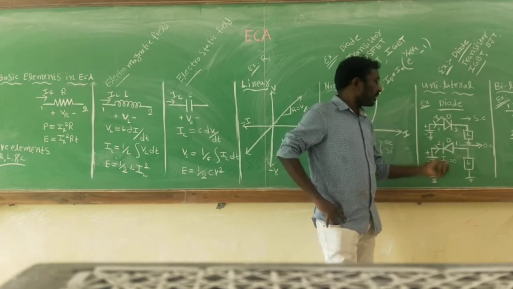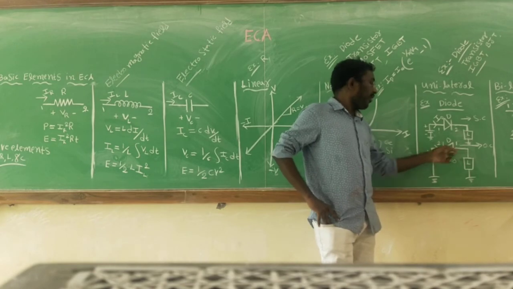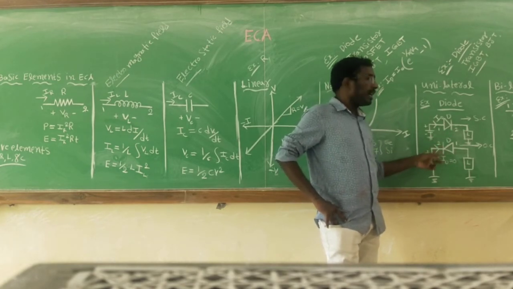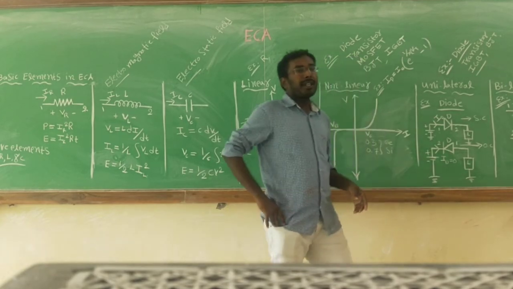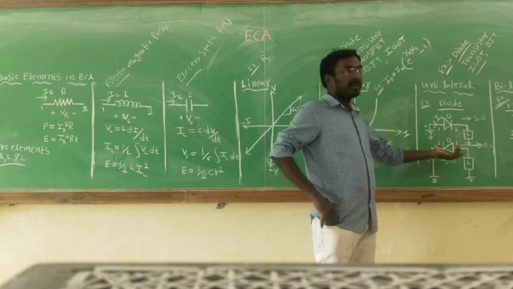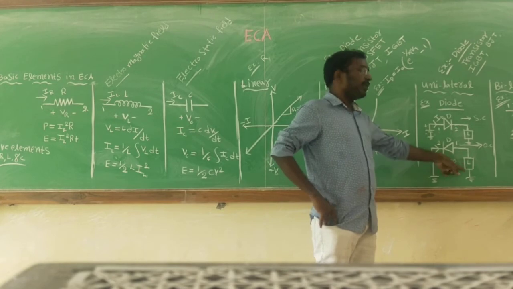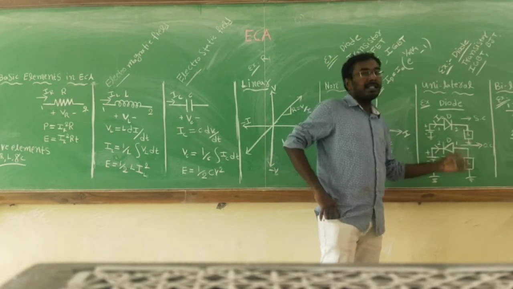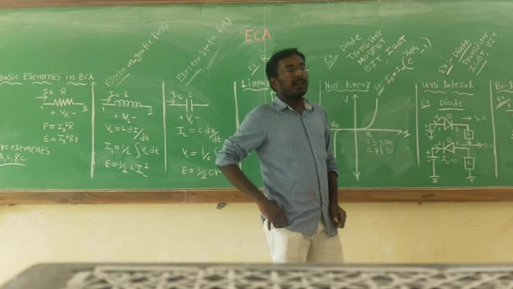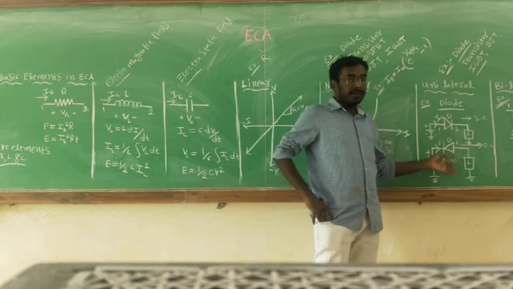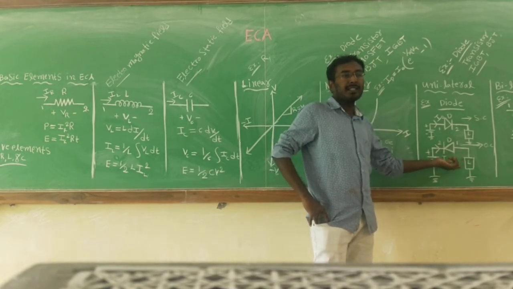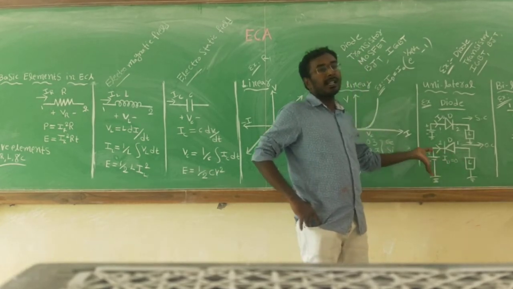But if you are connecting it in the reverse manner, the diode is in reverse bias, and it is not allowing current through the load. That means the diode is acting as an open circuit, and in an open circuit condition, no current is flowing. So in the reverse direction, current is not allowed.